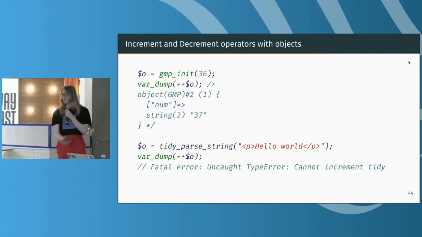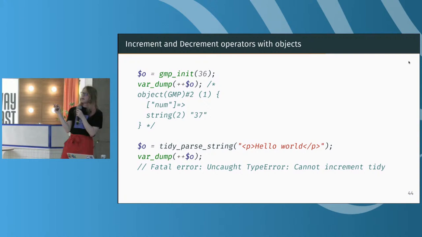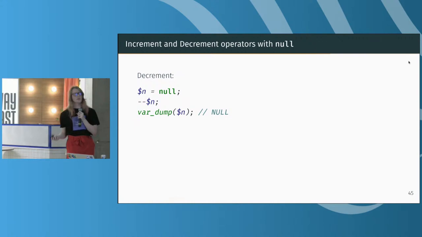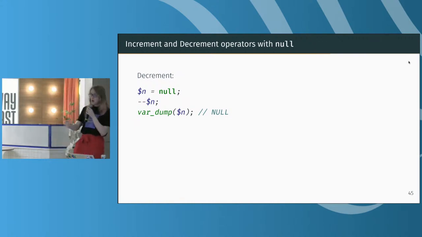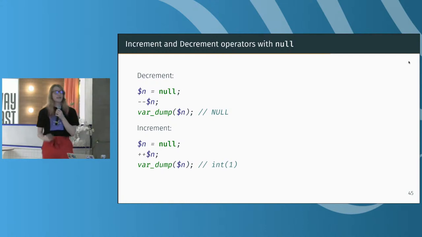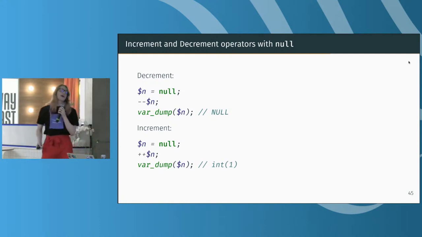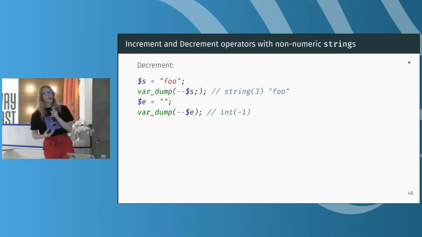So again, GMP has object overloading, so that works. Tidy does not. Even though you can cast it to an integer, it used to throw an error. It doesn't anymore in PHP 8.3. If you try to decrement null, you just get null, it doesn't change anything. If you try to increment null, you get 1, because why not? This will now also emit a warning since 8.3 to tell you that this will change in the future.